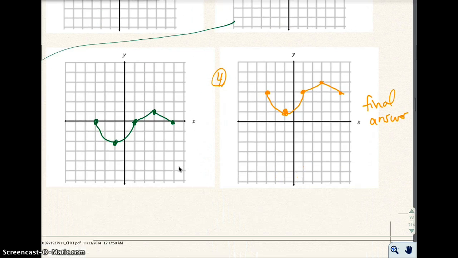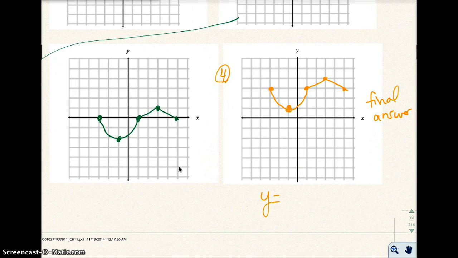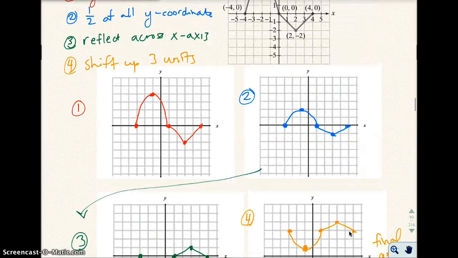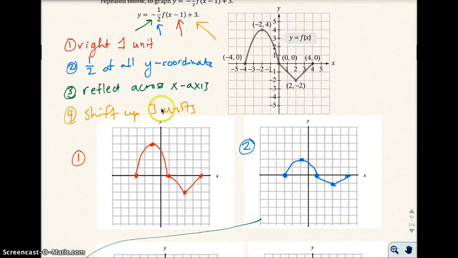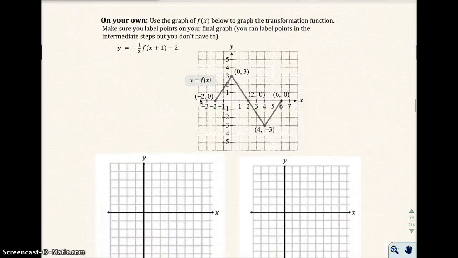So this is going to be y equals negative 1/2 f of x minus 1 plus 3. So it's very important to follow each step in the correct order that I had on the last page, where you look at left to right movement first, then the stretching or shrinking, then the reflection, and then the up or down movement. Okay?